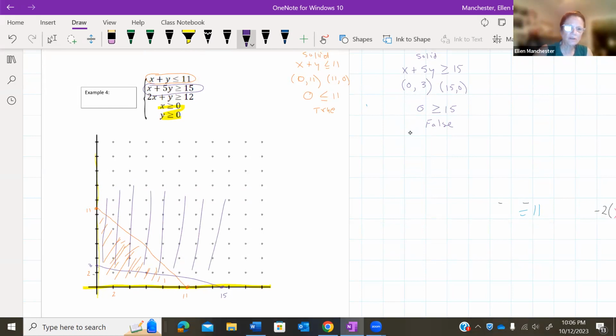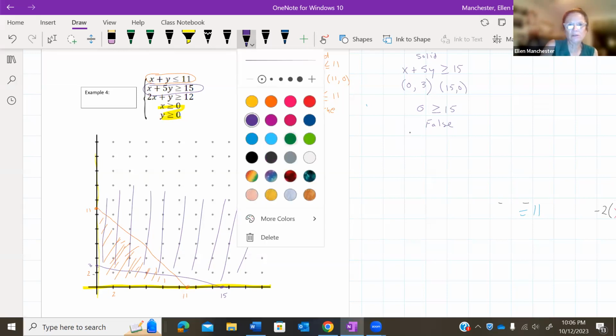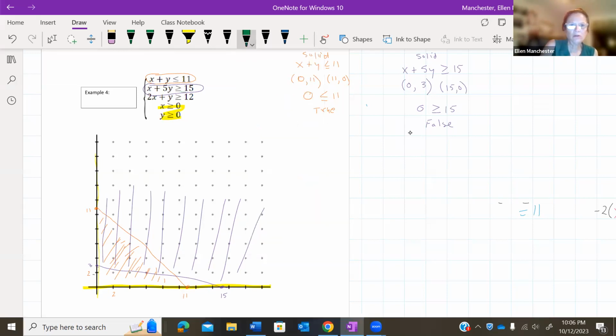So notice where it's starting to overlap. Okay, now we have 2 colors. We have the orange and the purple that's overlapping. So now let's do the third one. Do it in green.